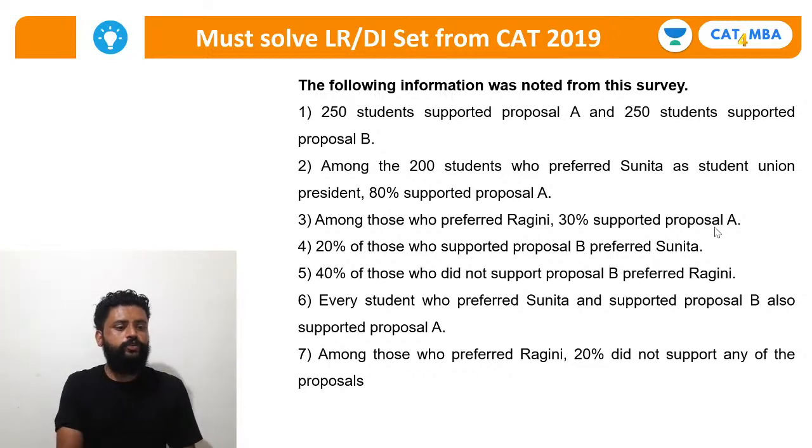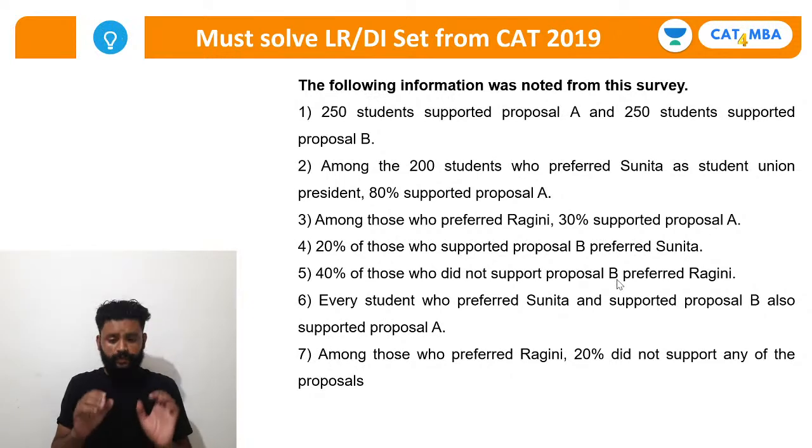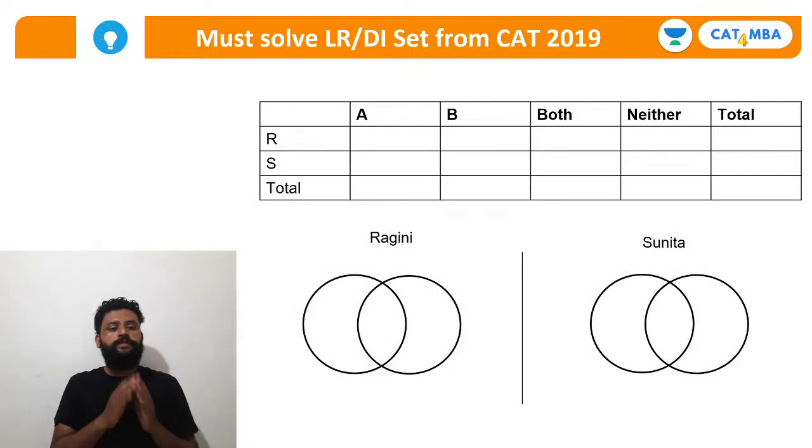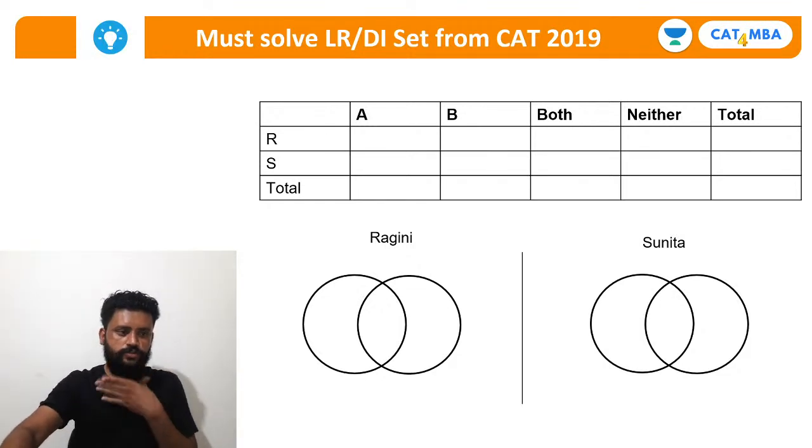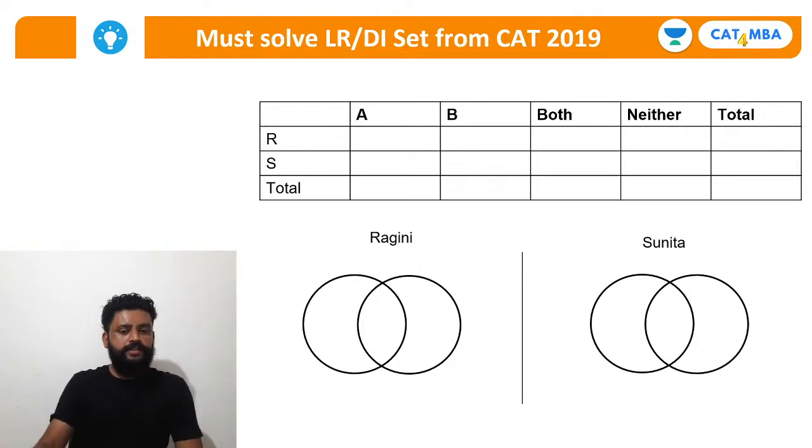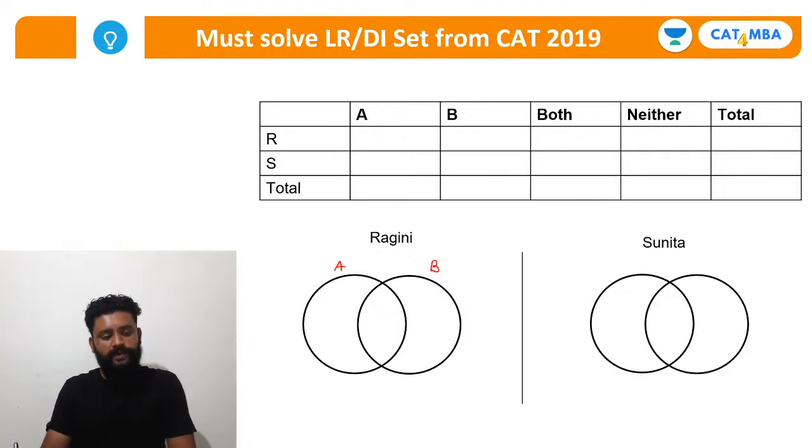Okay, what I can do is give you some hints so that you'll definitely understand what to do. This is exactly how you should represent the information. Look, in the first table we will simply try to find, for proposal A, how many, this is proposal A, proposal B, prefer Ragini and also prefer proposal A, support Ragini and support proposal B.